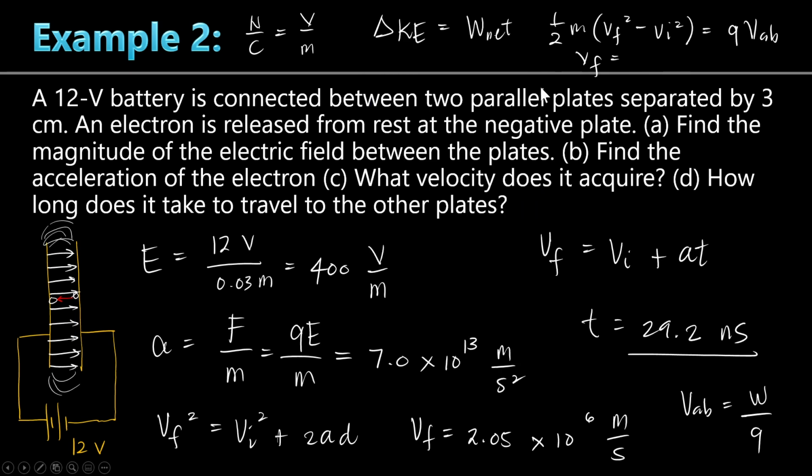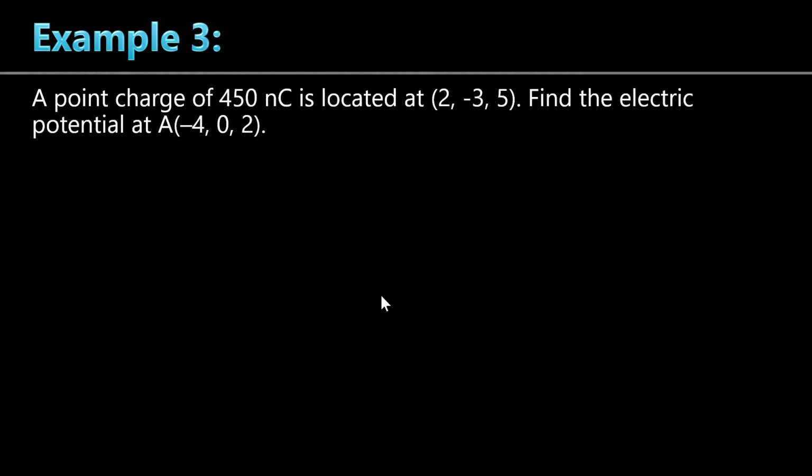But, using energy analysis, mas nakuha natin directly yung final answer without having to use kinematic equations. Di ba mas madali yon? Yes. Okay, so let's solve another problem. Example number 3. We have a point charge, 450 nanocoulombs, located at 2, negative 3, 5. What is the electric potential at point A?